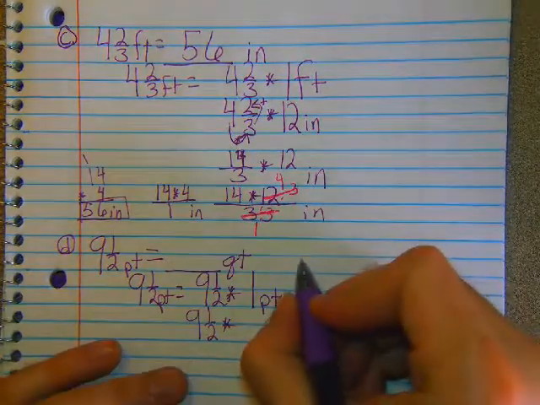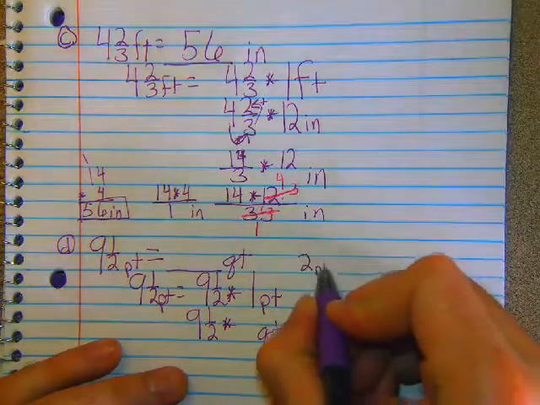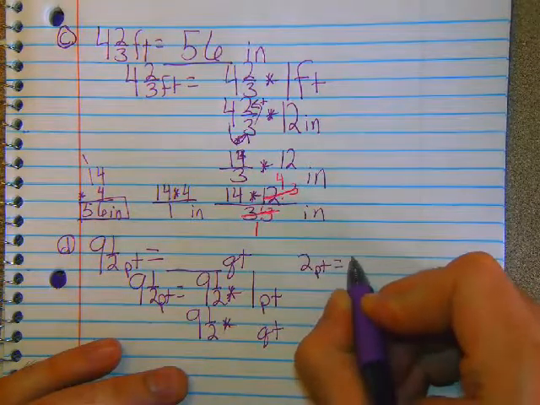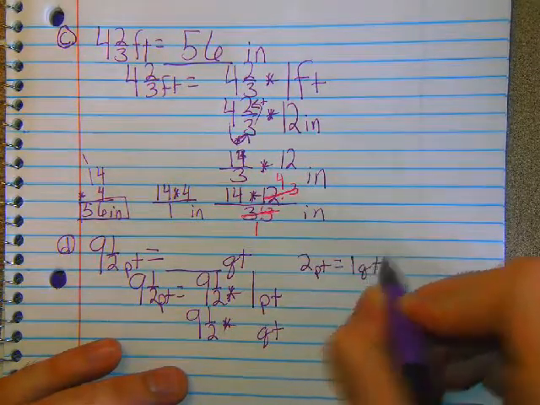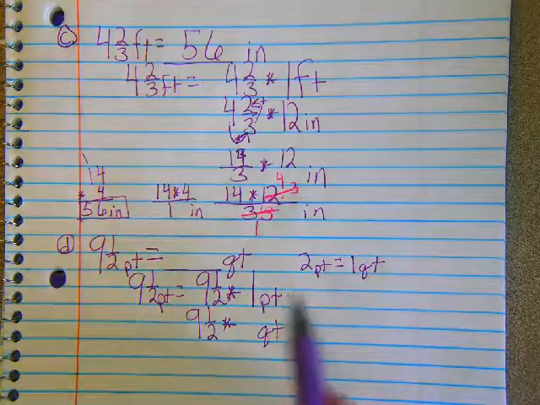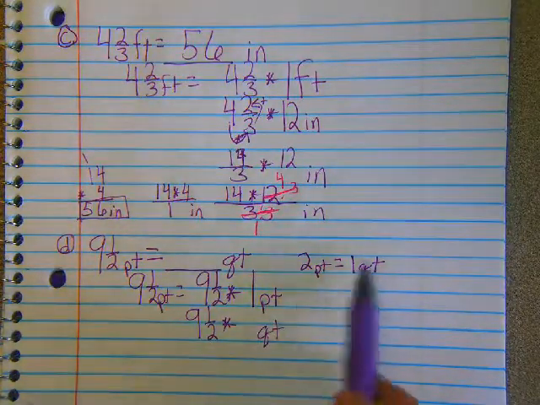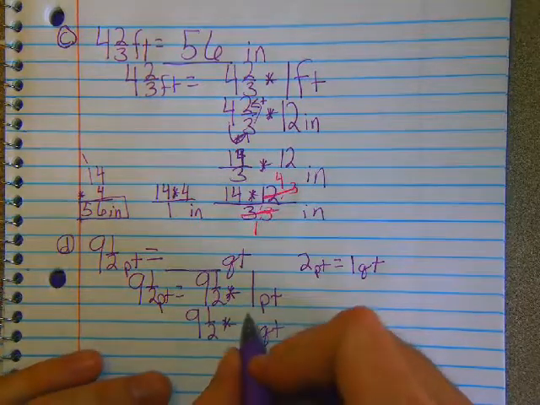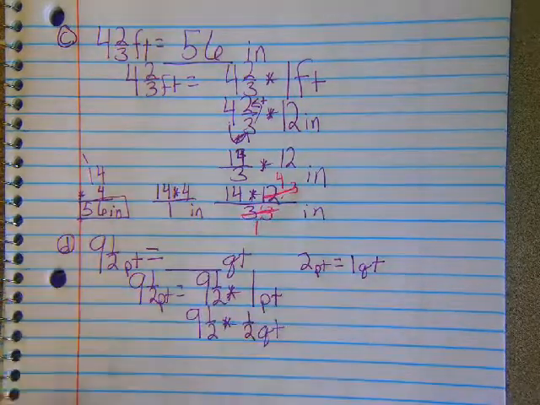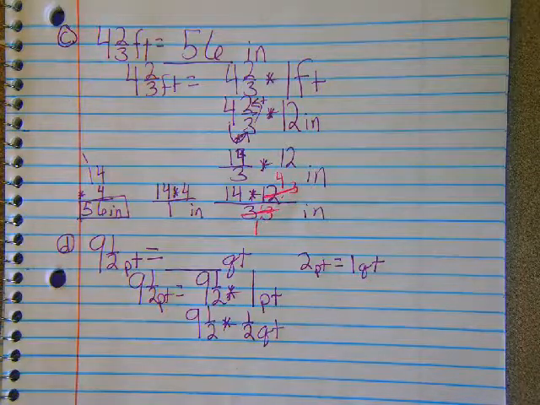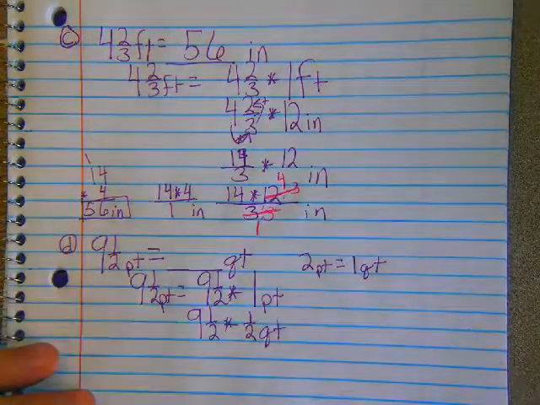Well, I know that there are 2 pints in 1 quart. So if I know that there are 2 pints in 1 quart, I can think about it backwards and say how many quarts then are in a pint, and there will be a half a quart in 1 pint. So that's how I convert pints to quarts.